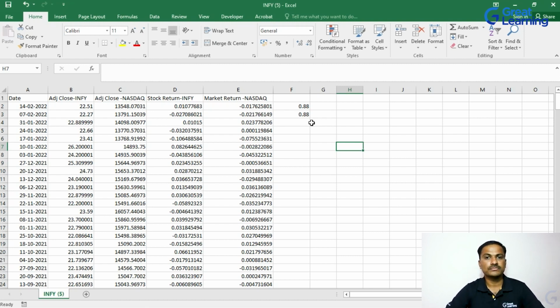In this context, when Nasdaq is moving upward, Infosys stock will also move upward, but not at the pace at which Nasdaq moves upward. So it is less volatile than the market, but it is volatile. It is less volatile than the market. So that's how we calculate beta using Excel, using the regression analysis method.